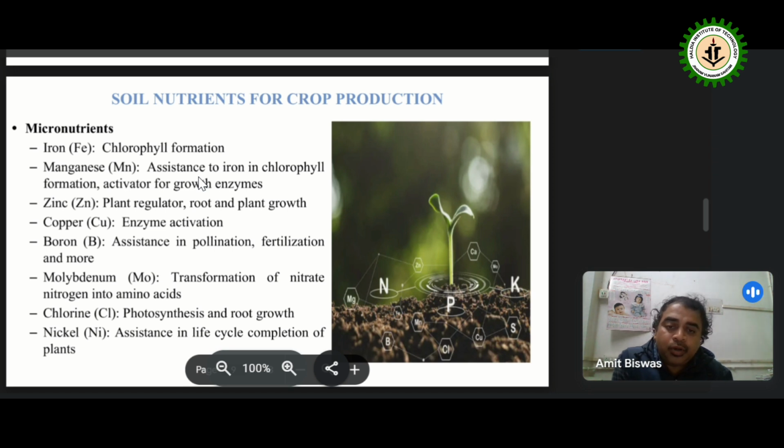Boron is for pollination, fertilization, and more. Molybdenum is for transformation of nitrate nitrogen into amino acids. Chlorine is for photosynthesis and root growth. Nickel is required for life cycle completion of plants.